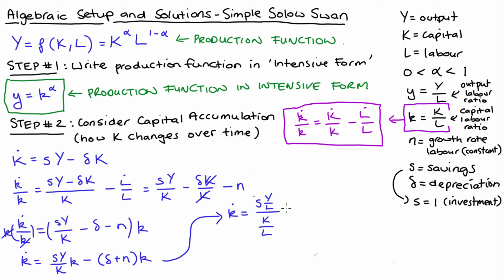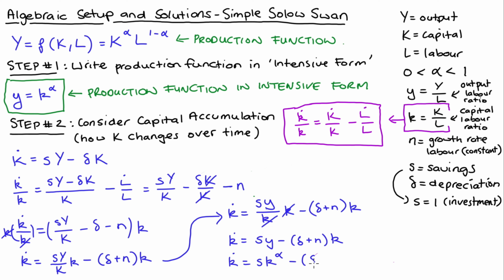Now, this action hasn't changed the value of the term because I've essentially just multiplied the numerator and the denominator by the same term, but it will make it clear that we can rewrite this now as S times little y over little k, all multiplied by little k, and those little k's then will cancel out. So I can rewrite the whole equation as S times little y minus delta plus n times little k. Now, one last step for this part. From way back at the beginning, from our production function in intensive form, our little y is equal to little k to the power of alpha.